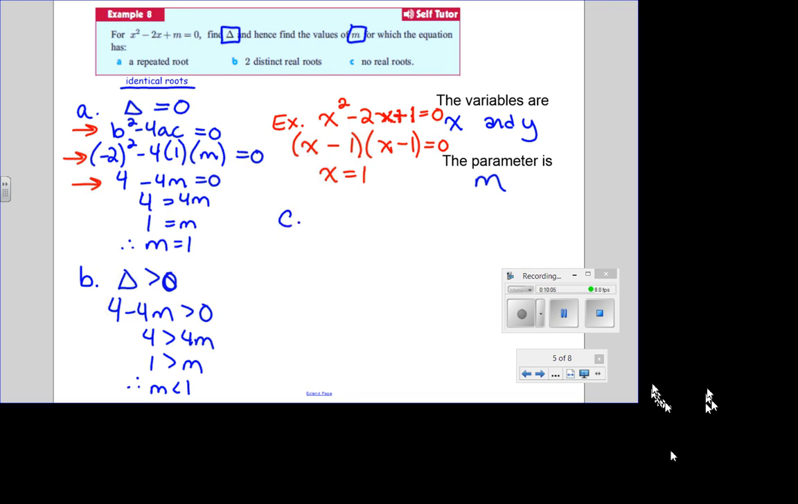And then for our last example, no real roots, which means I need imaginary roots, so I need my discriminant to be less than 0. Again, I'll start from that same point. 4 minus 4m less than 0 implies that 4 is less than 4m, which implies that 1 is less than m. So therefore, m has to be greater than 1. Again, choose a value for m greater than 1, substitute it in, and see if you agree that you wind up having no real roots.